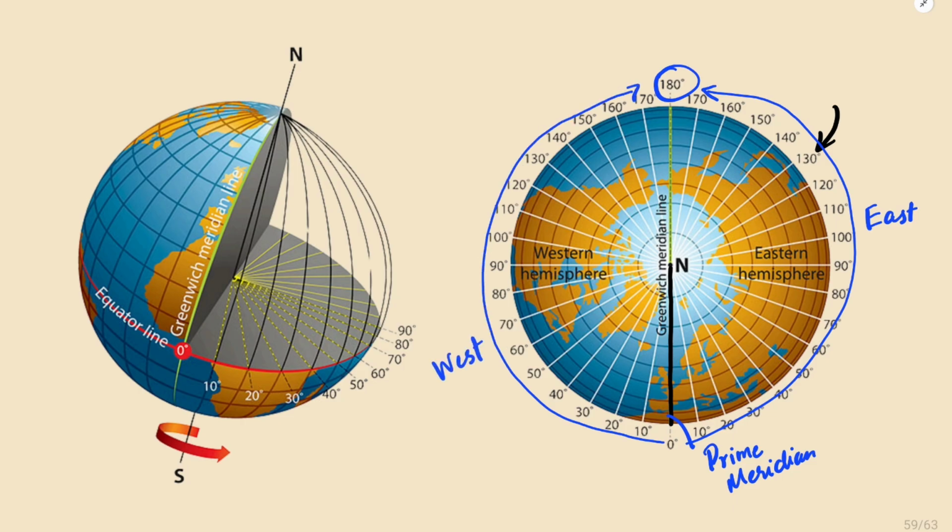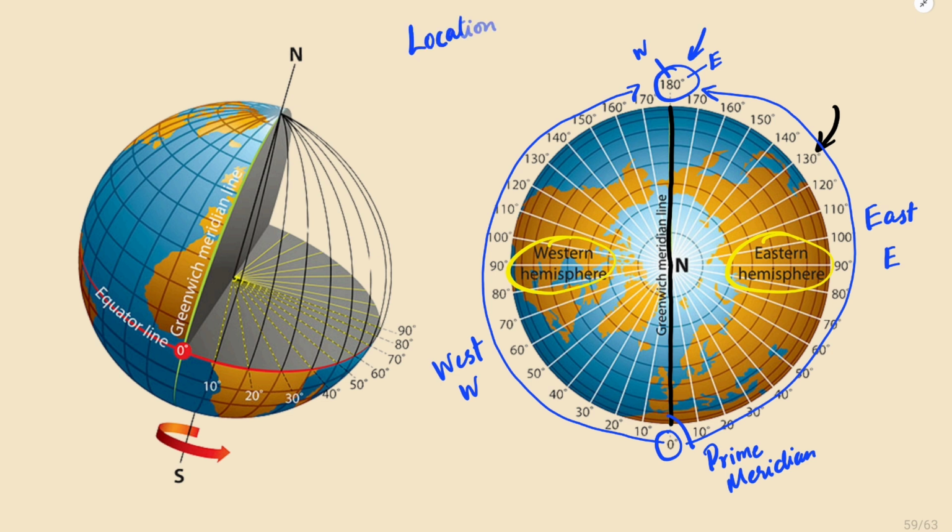The longitude of a place is followed by E for east and W for west, indicating its position relative to the prime meridian. The prime meridian and the 180 degree meridian together divide the Earth into two equal halves called hemispheres. That is, the eastern hemisphere, which is 0 degrees to 180 degrees east, and the western hemisphere, which is 0 degrees to 180 degrees west. It is important to note that 180 degrees east and 180 degrees west both fall on the same line.